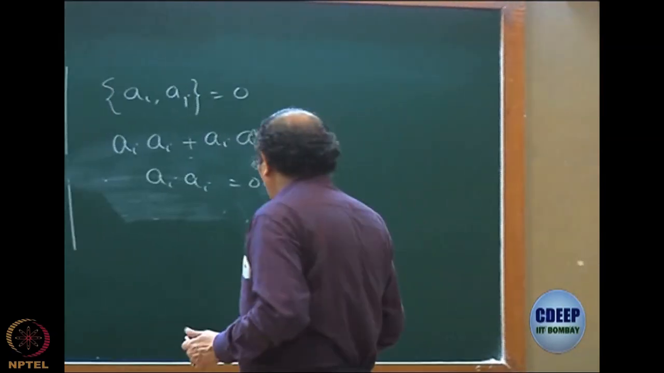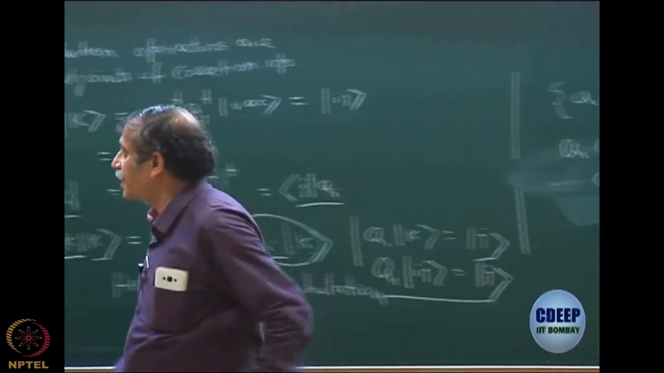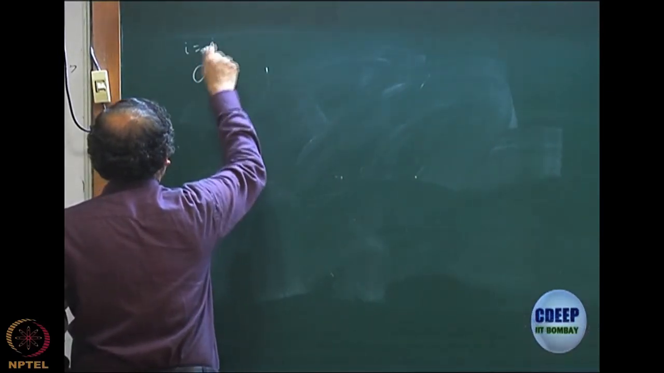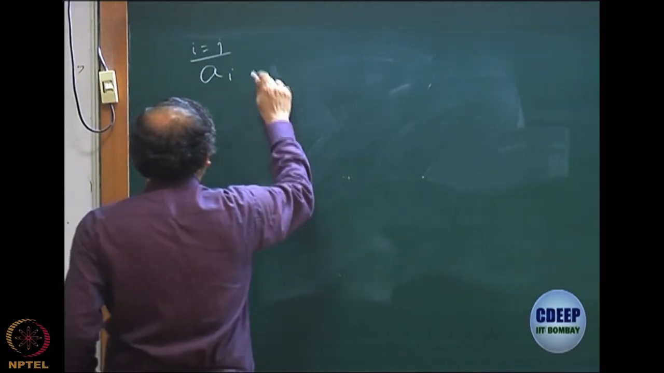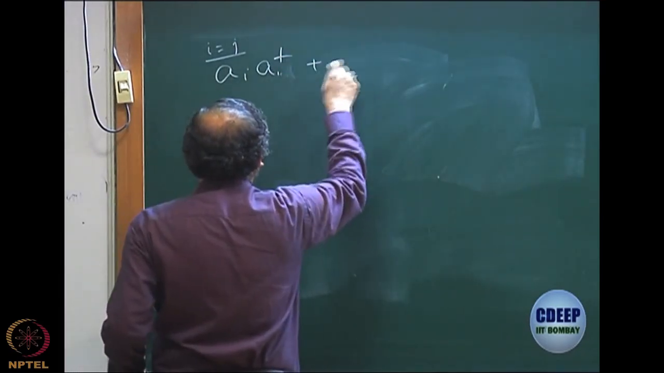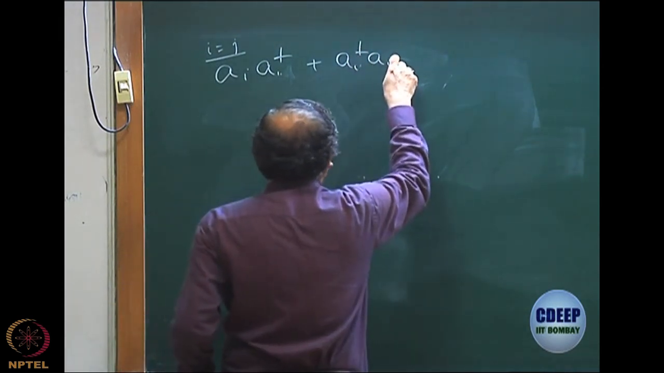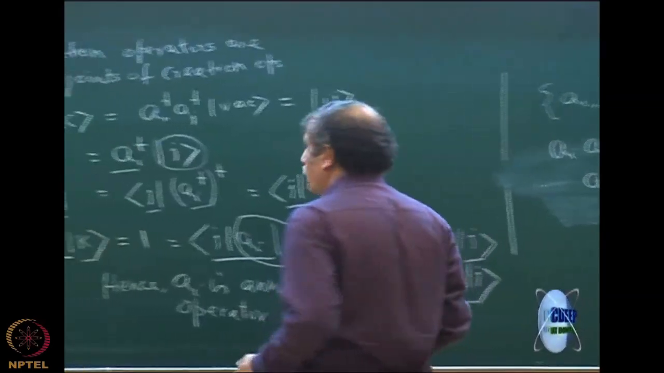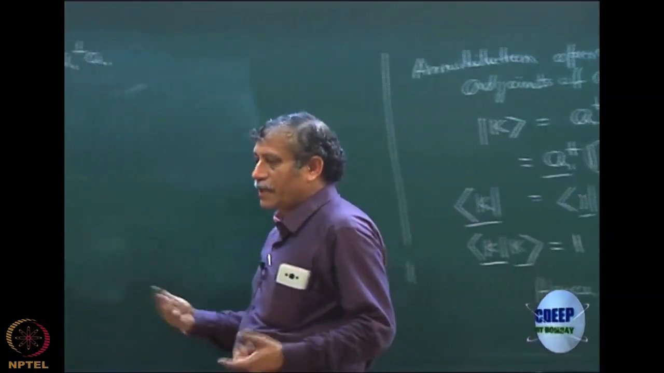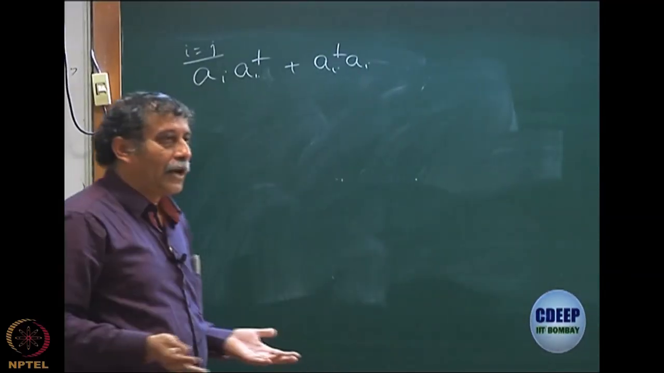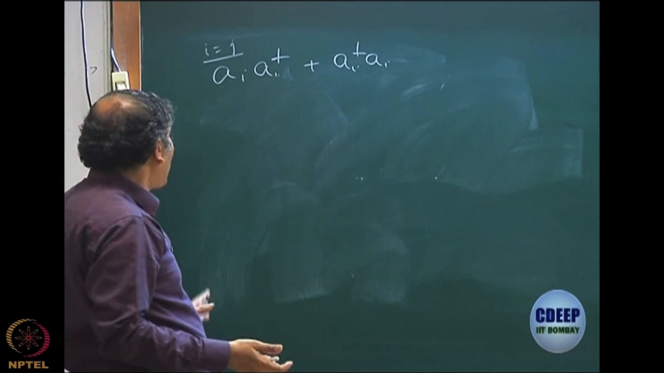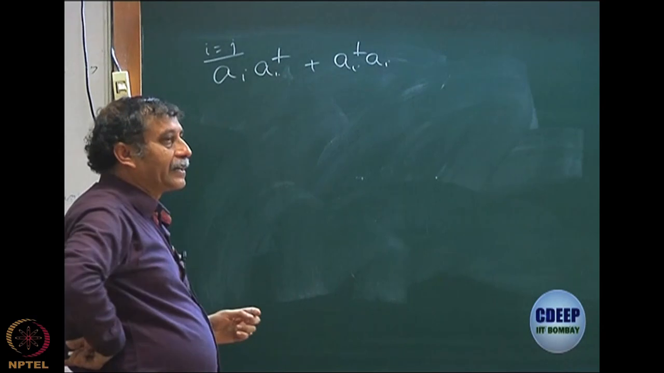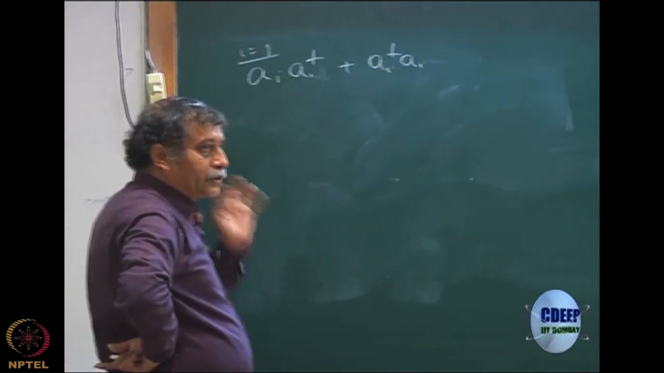Okay. So let's ask this question now for AI AJ dagger. Let us do it in two steps. So let first I take I equal to J. So it means I want to define what is AI AI dagger plus AI dagger AI. Right? So I'm asking this question of AI AJ dagger or AJ AI dagger, whatever, for I equal to J. So I have the anti-commutator, which is now AI, AI dagger, plus AI dagger, AI. Correct?